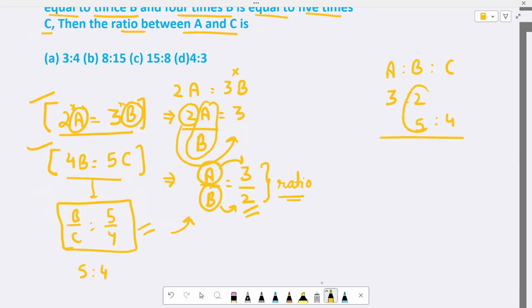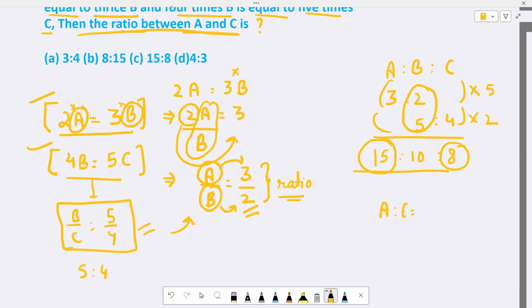Now, again, we need to make this common part, that is, we need to make it equal. So we will multiply it by 5 because the LCM is 10 and we need to multiply this whole thing by 2. So here it will be 8, then we get 10 here and we get 15. So here we have the ratio of A, B and C is equal to 15 ratio 10 ratio 8. And the question is asking the ratio between A and C, so the ratio between A and C is equal to 15 ratio 8. So this will be our answer for this particular question. Thank you.